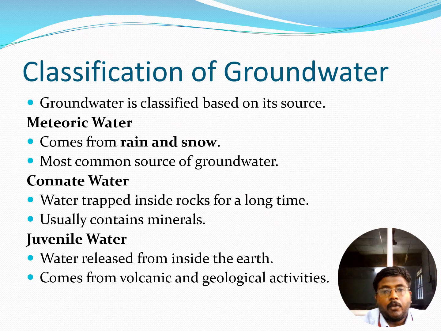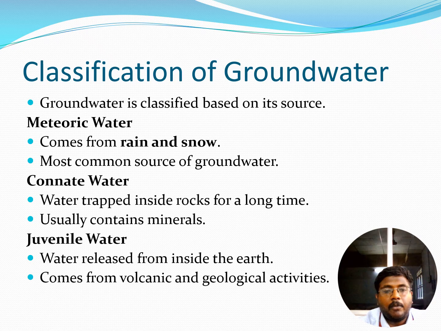Next, we see the classification of groundwater based on its sources. There are three different types, namely meteoric water, connate water, and juvenile water. Meteoric water is the most common type of water, originating from precipitation in the form of rain that automatically infiltrates into the ground.